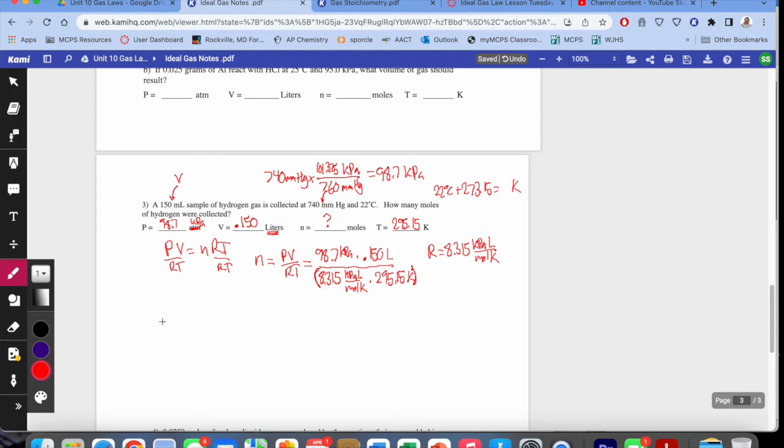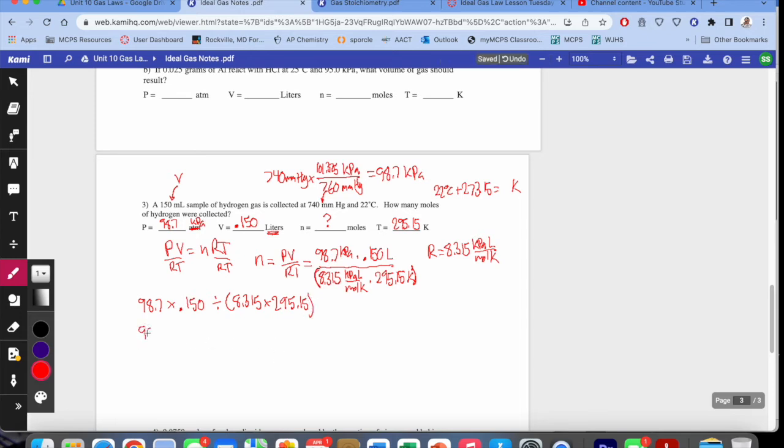Alternatively, you can punch it in as 98.7 times 0.150 divided by, and you can use parentheses, 8.315 times 295.15, right? This is what I said before, just put parentheses around it.